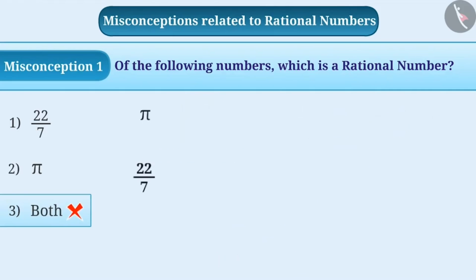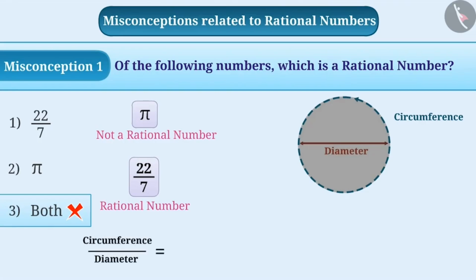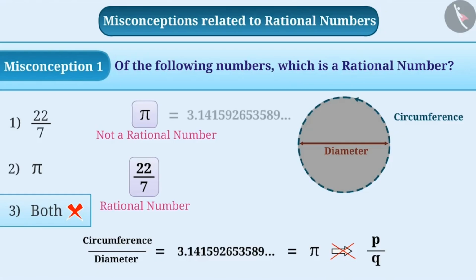The correct understanding is that 22 by 7 is a rational number, but pi is not a rational number. If the circumference of a circle is divided by its diameter, then the same number is obtained every time. We represent it as pi. This number cannot be represented as p by q. Thus, pi is not a rational number.